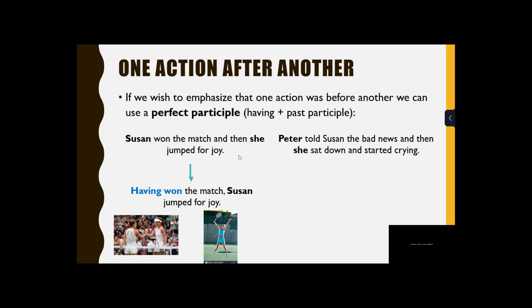Another example. Peter told Susan the bad news and then she sat down and started crying. So we have two actions. One happened first and then the other. Peter told Susan the bad news. The second action, she sat down and started crying. Having been told the bad news, Susan sat down and started crying. Okay. This is what we practice.